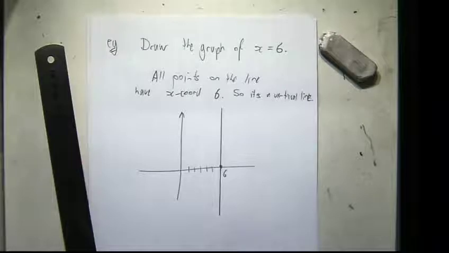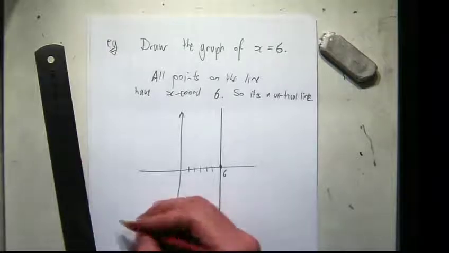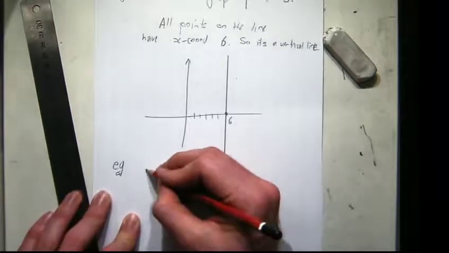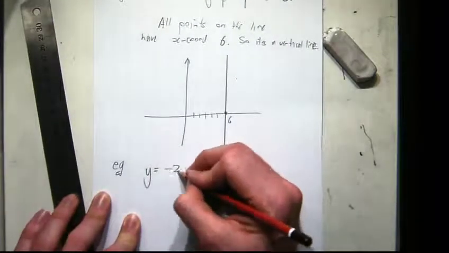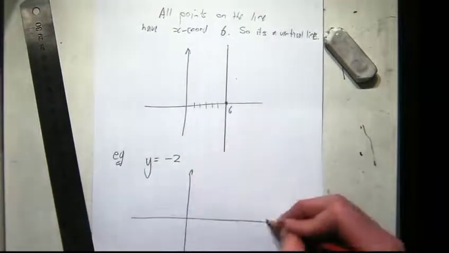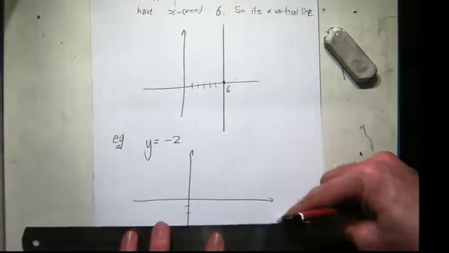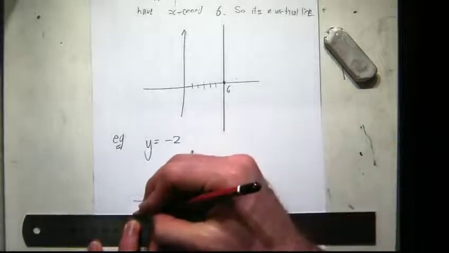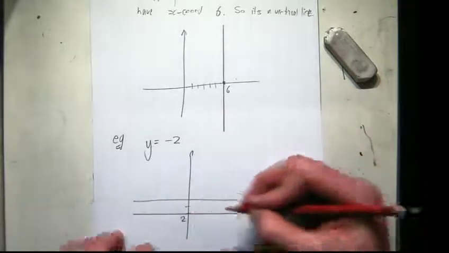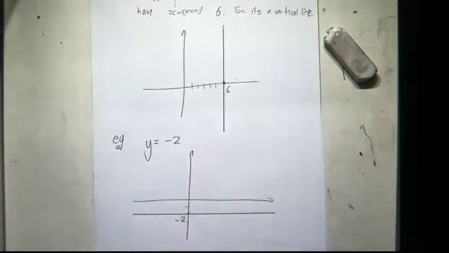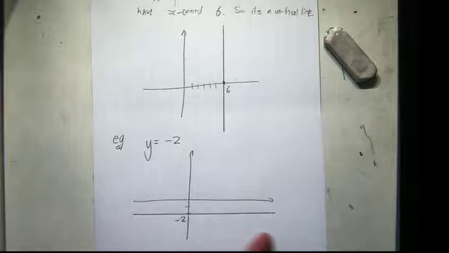And in a similar way, y equals minus 2 will be a horizontal line. Because y equals minus 2 is telling you that the points on that line, a point will only be on that line if its y-coordinate is minus 2. And I collect together all the points with y-coordinate minus 2, and there it is.